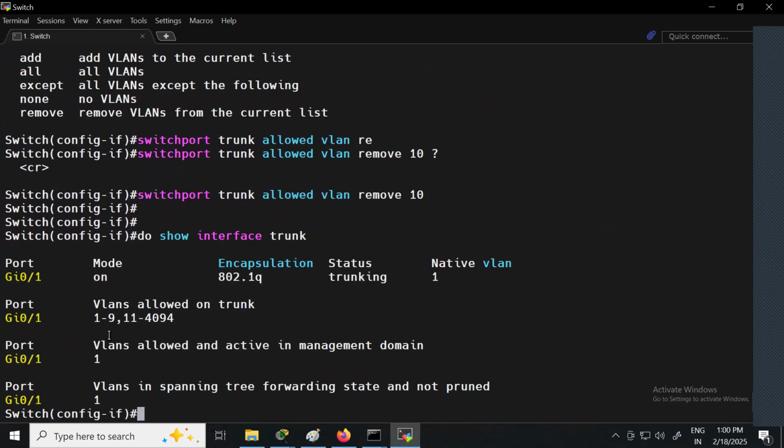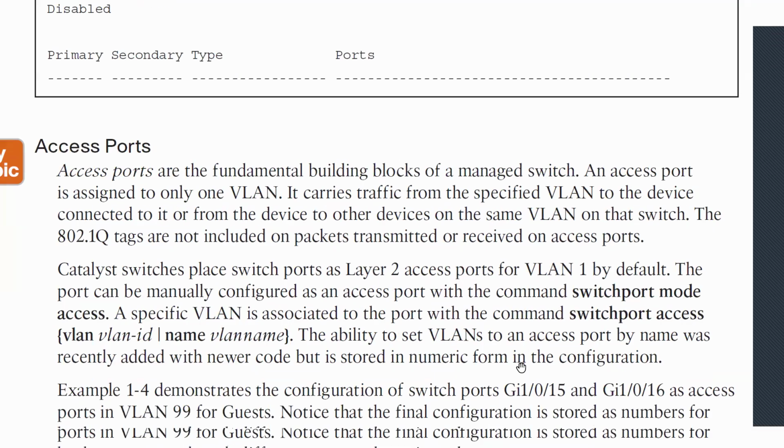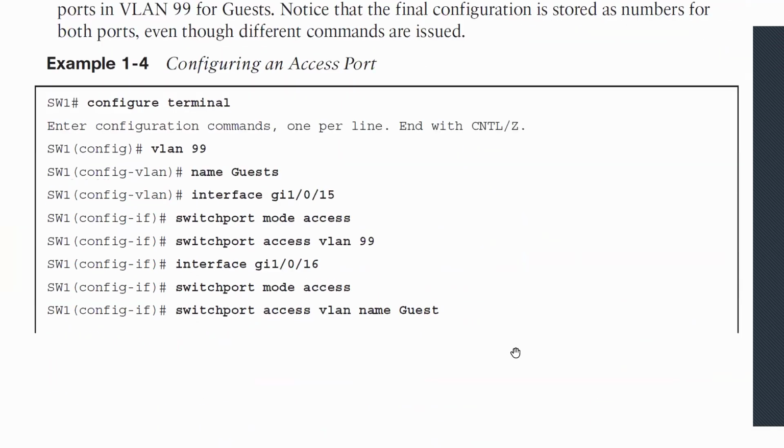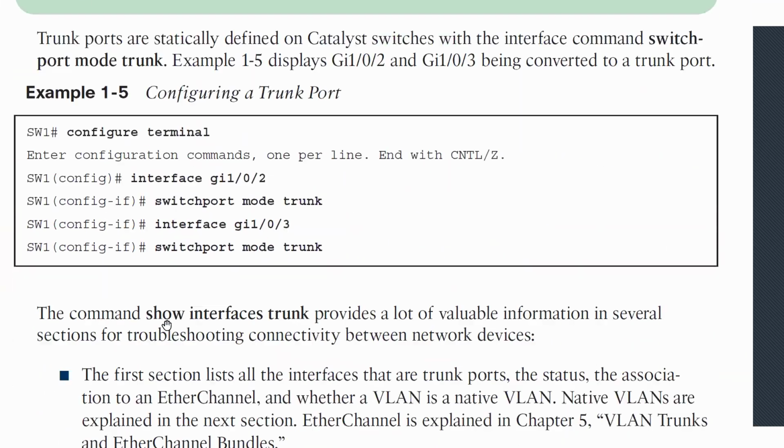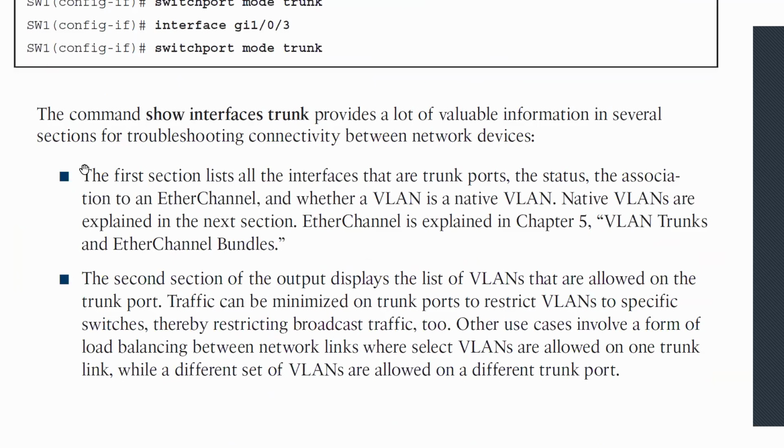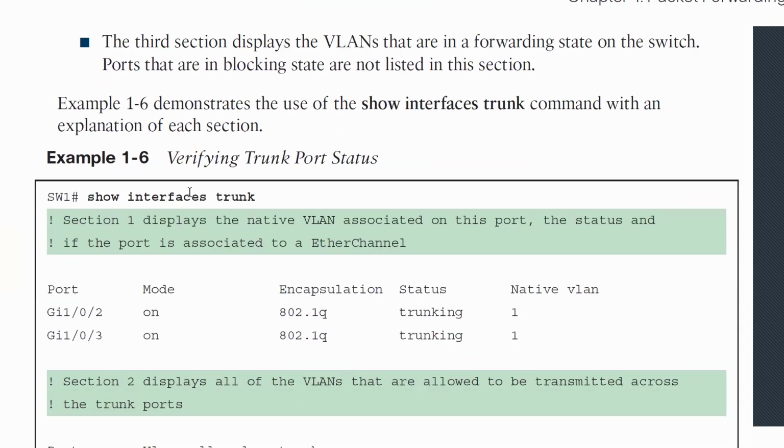So that means we can decide through a trunk port. By default, a trunk port carries traffic of all the VLANs. But we can decide for which VLAN it should carry the traffic and for which VLAN it should not carry the traffic. That we can also control through the trunk interface. Clear? So access ports, switchport mode access; trunk ports, switchport mode trunk; then show interfaces trunk.